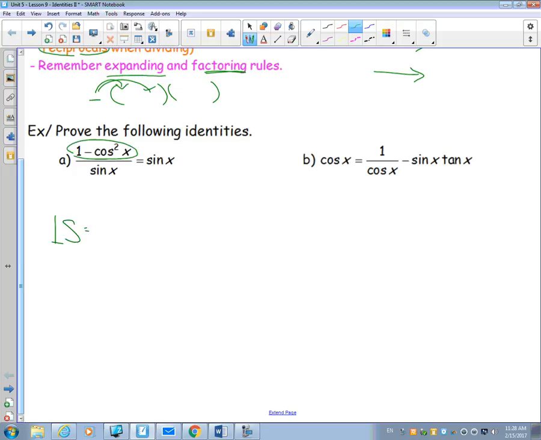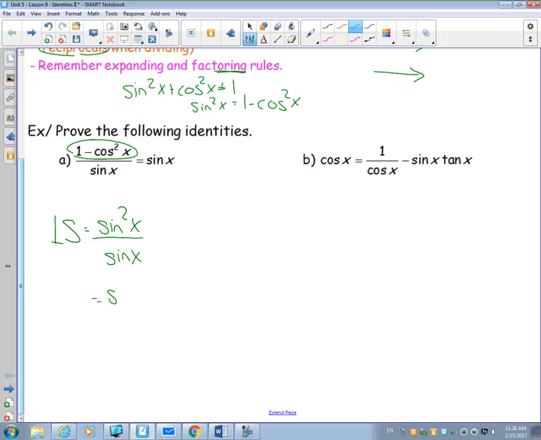The first thing I notice is I see 1 minus cos squared. I know, like we just talked about previously, just above here, that as soon as I see a cos squared, I probably want to think about this identity. Okay, 1 minus cos squared, well, that's the same thing as saying sine squared. So on the left side, I can replace the top part with just sine squared. And we can think to ourselves that sine squared means sine times sine, which means that I can divide. And I end up with sine x. So I've proven left side is right side. Done.